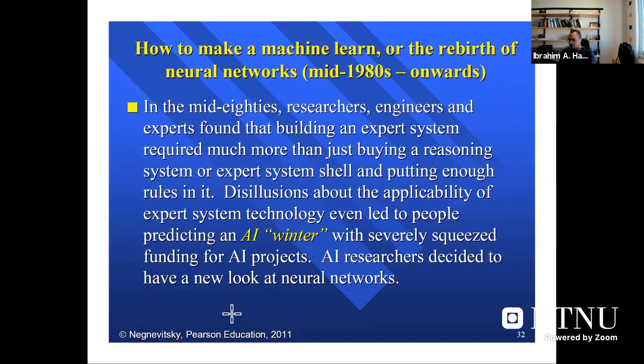So in the mid-80s, researchers, engineers, and experts found that building an expert system requires much more than just buying a reasoning system or expert system shell and putting enough rules in it. Because if you want to build an expert system, we need to buy what they call an expert system shell, or reasoning system, or reasoning engine, for example, and we need to put some rules in it. So in this case, we can solve any kind of problem.